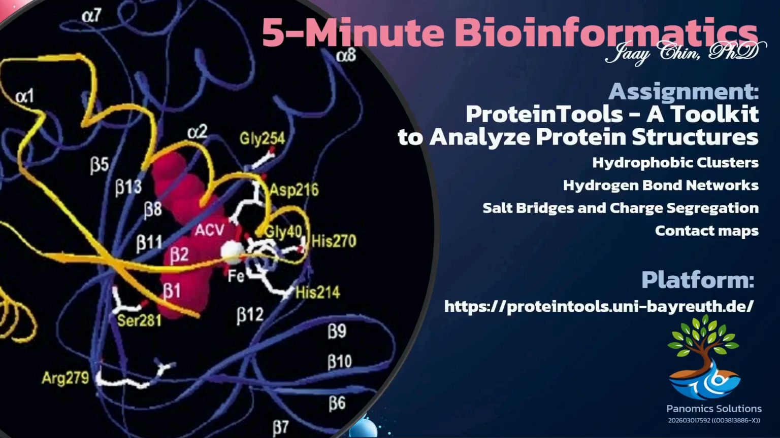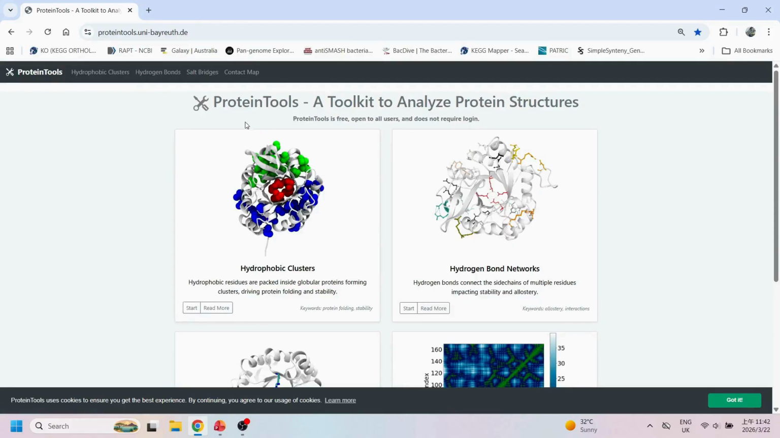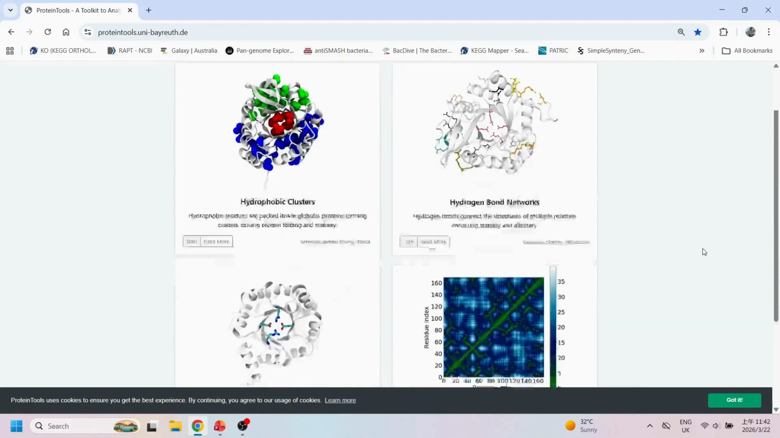In this video, we are going to use ProteinTools, a comprehensive toolkit for analyzing protein structures in detail. With it, you can explore hydrophobic clusters, hydrogen bond networks, salt bridges and charge segregation, and even generate contact maps to visualize residue interactions. Now, copy the web page URL and paste it into your preferred web browser to access the site.